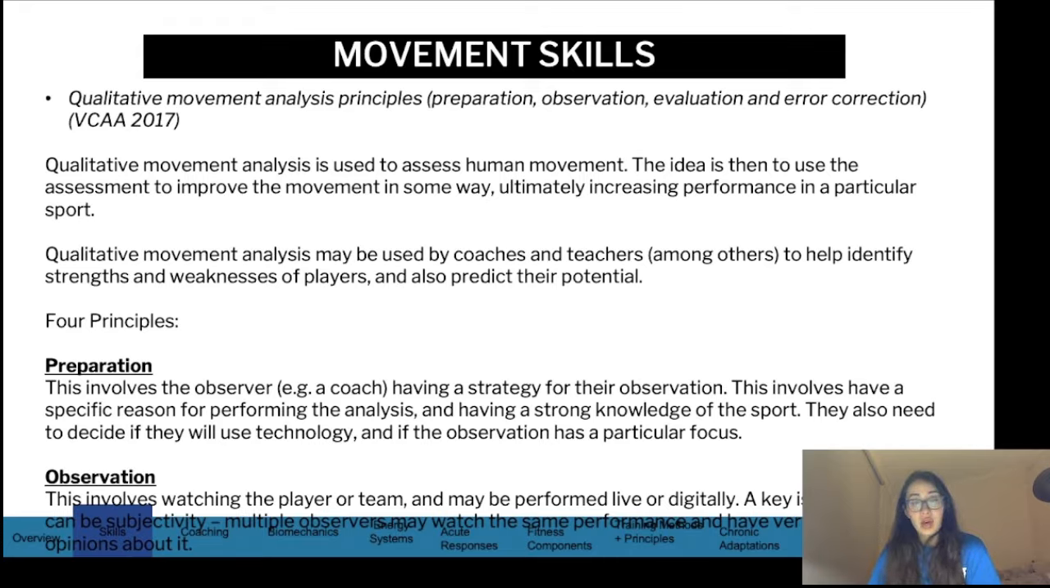Something else is that it can be quite subjective, because multiple observers may watch the same performance and have very different opinions about it. A way to decrease this subjectivity and increase objectivity is to employ things such as rating scales and checklists. So it's like looking out for things like, did this gymnast do a somersault? Did this gymnast do the splits? And just ticking it off. Then you actually have a more objective measurement, as opposed to something which can be subject to personal inflection or bias.